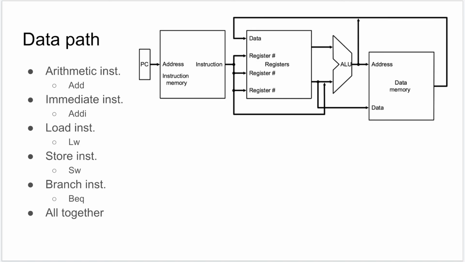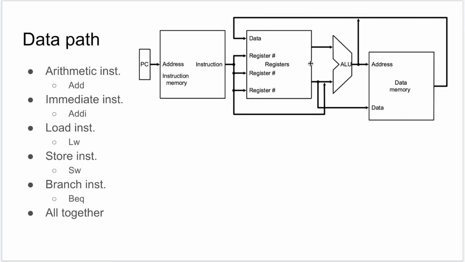Next part is data path. First of all, we should be very familiar with this figure on the top right. It's the basic figure for the data path. And later, when we talk about pipeline, there is another figure, but it's very similar to this one. So make sure you understand this figure and try to draw it without any help. Just using your memory. I think it helps a lot if you can do that.